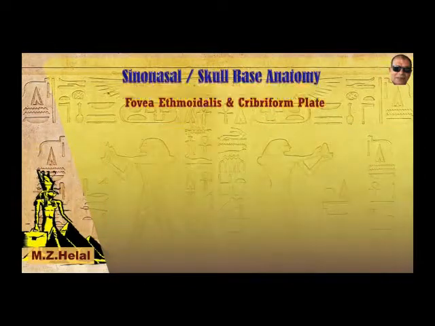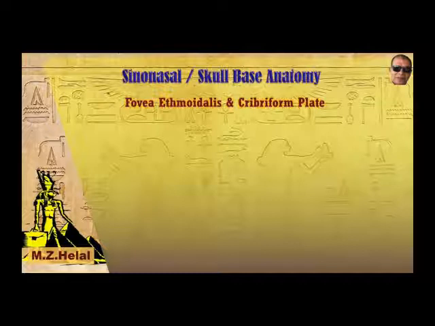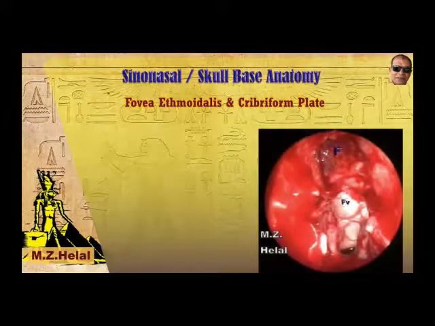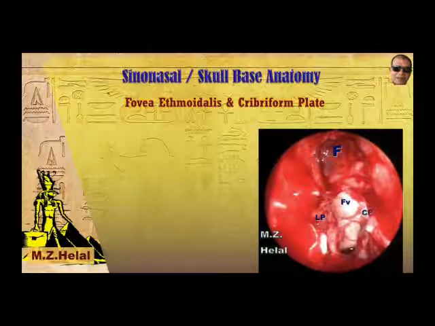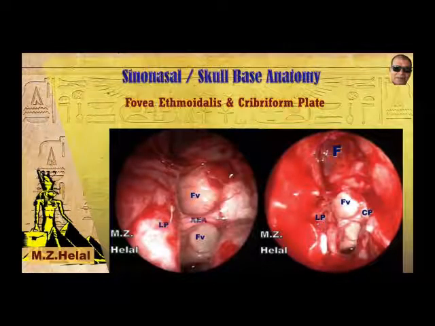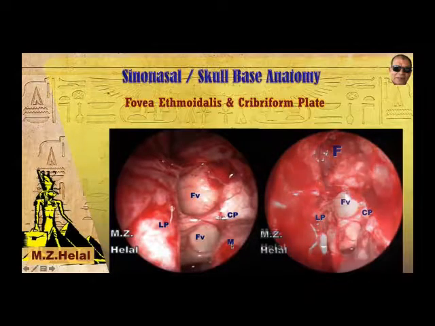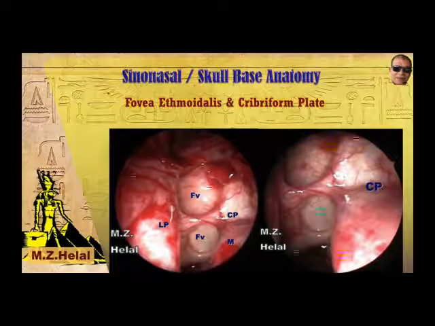The fovea ethmoidalis and cribriform plate. The fovea ethmoidalis, or the roof of the ethmoid, is actually part of the frontal bone. Here is the frontal sinus, fovea, lamina papyracea, and cribriform plate. On the right side, this is a closer view, and here is the anterior ethmoidal artery coming from the orbit through the lamina papyracea, traversing the roof of the anterior ethmoid and gaining entrance intracranially at the vertical lamella of the cribriform plate. Here is the superior attachment of the middle turbinate to the cribriform plate.